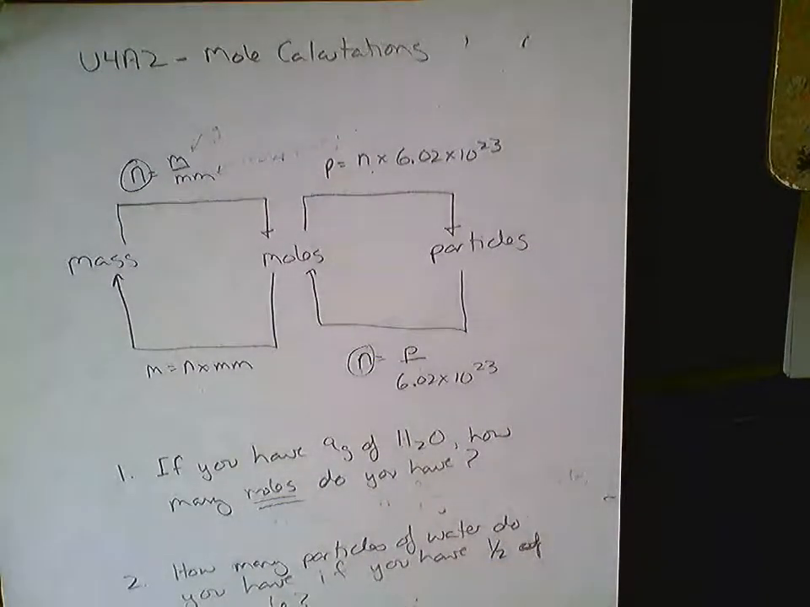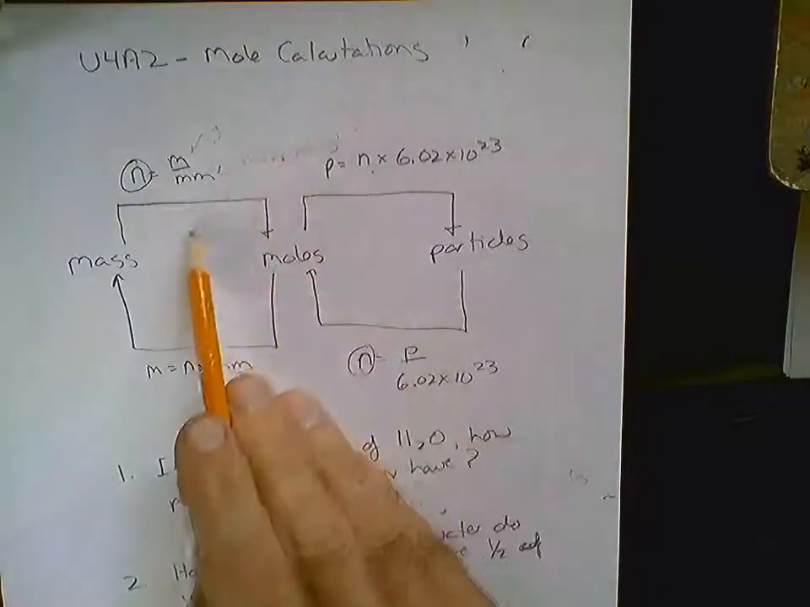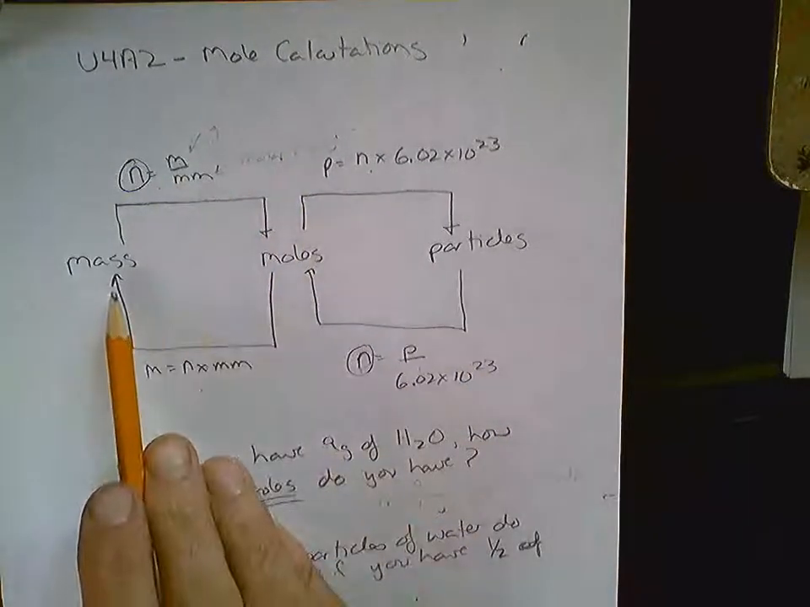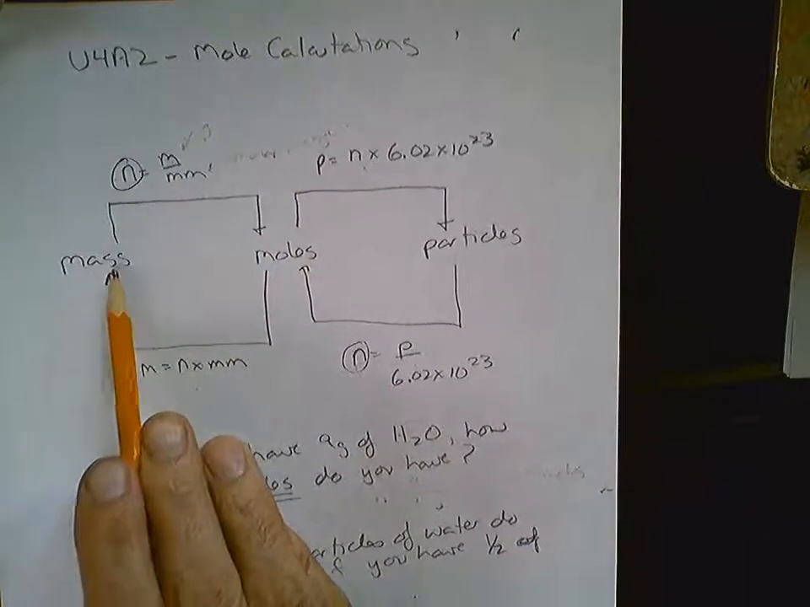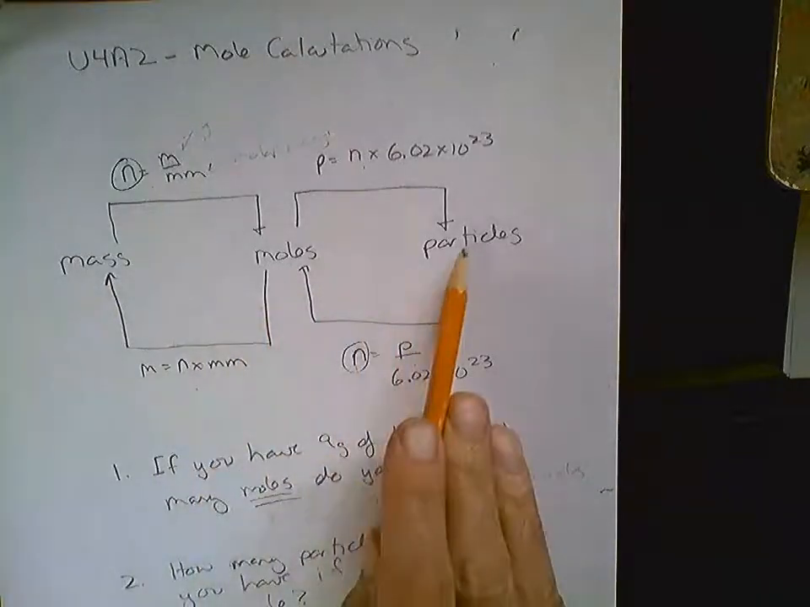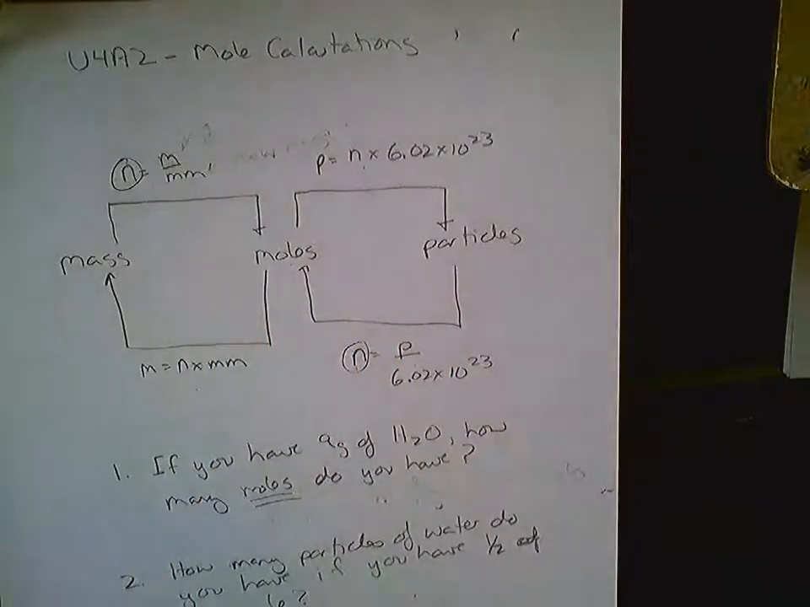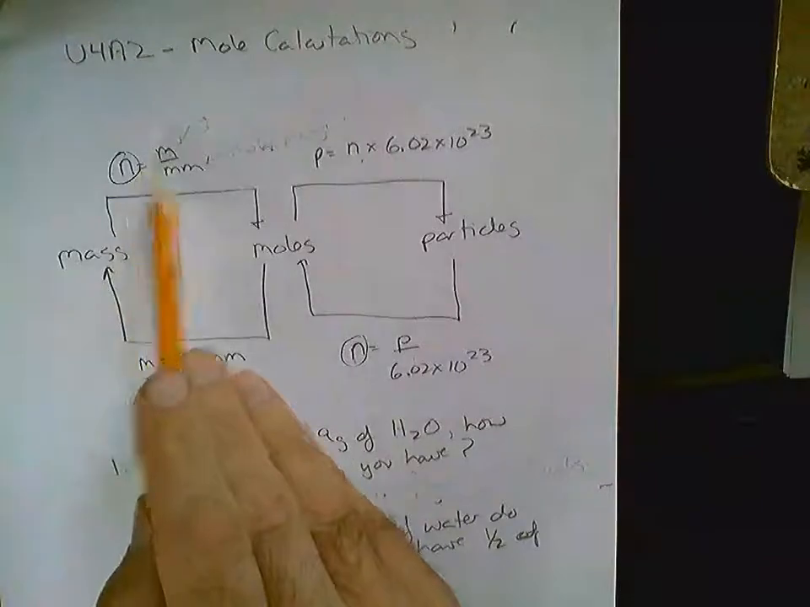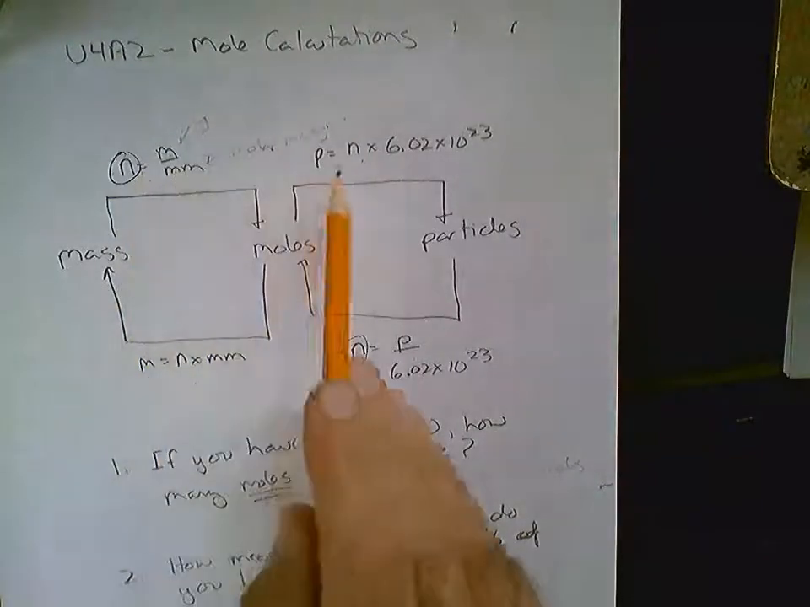Okay, in U4A1, I asked you to just do a couple of things that were in there. I'm going to put everything that's in U4A1 and U4A2 sort of together. So there are 4 calculations. What I want you to do is copy down this chart, mass to moles to particles. And there are 4 formulas. Moles equals mass over molar mass.